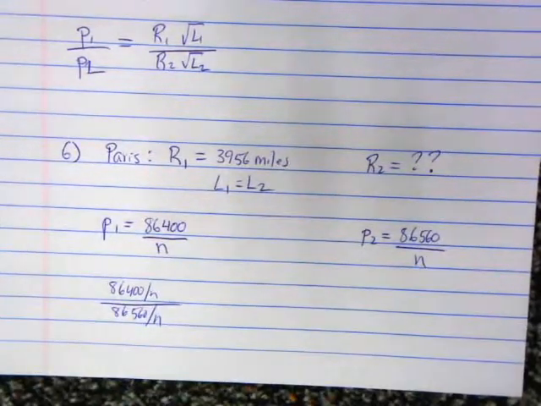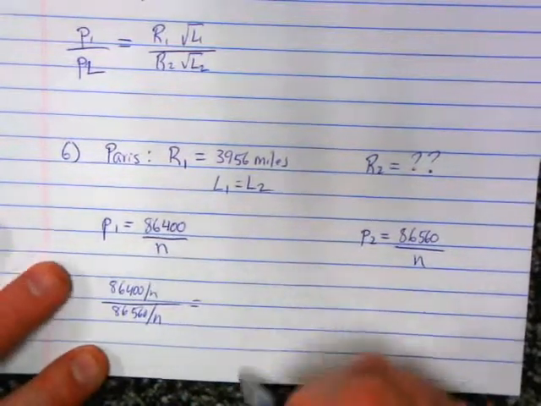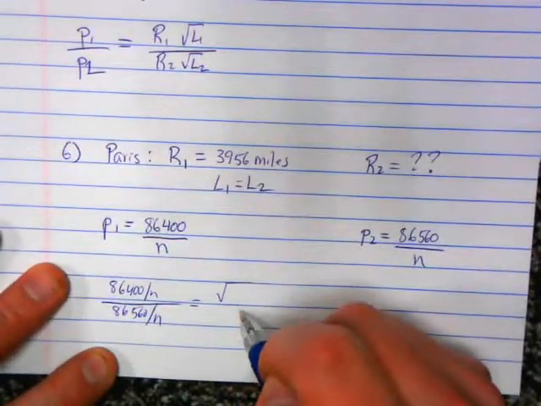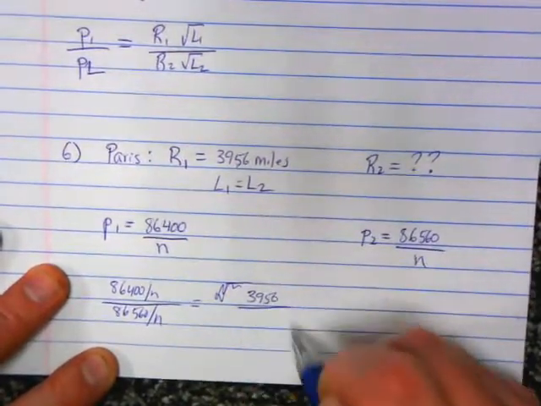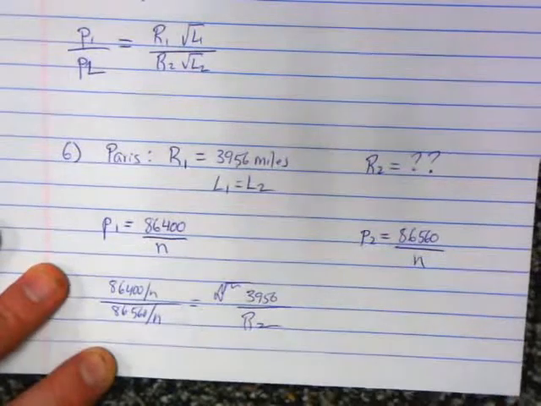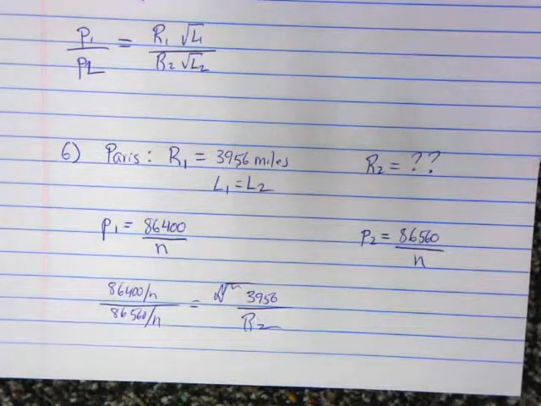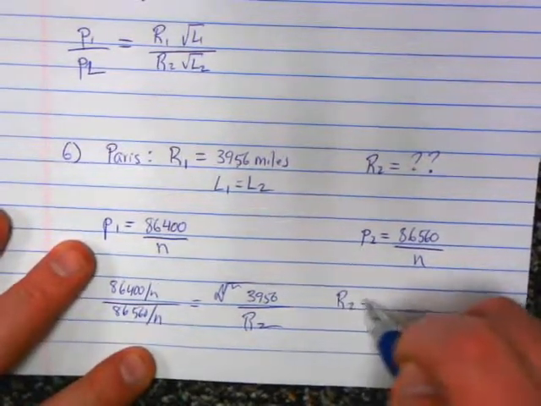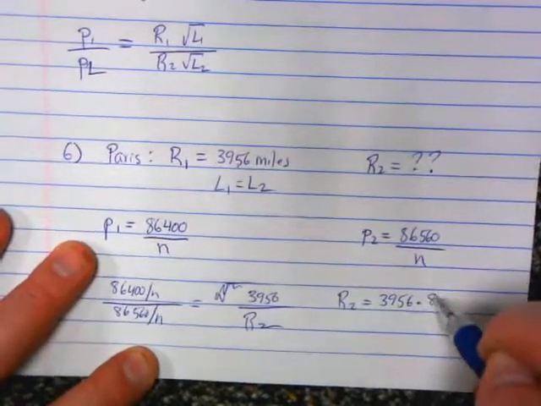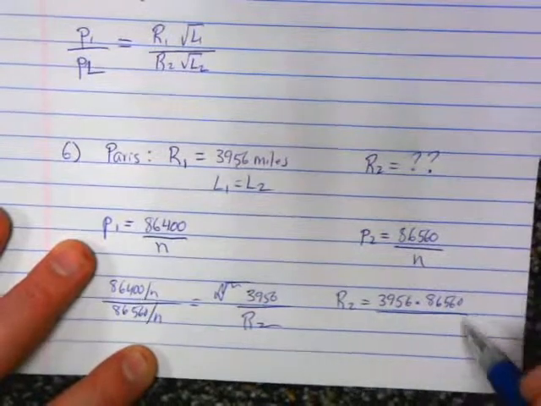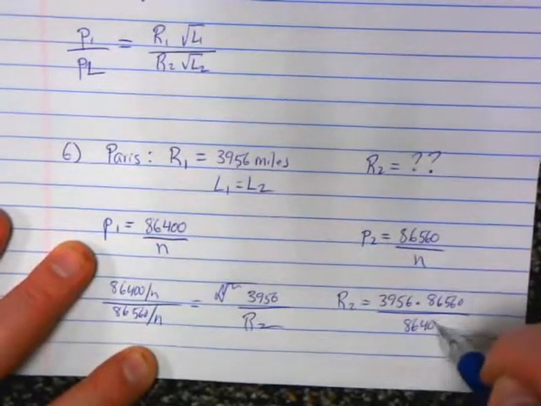How come that divide by n doesn't matter? They drop out. Equals square root. No, R doesn't have a square root on it, L does. R is just 3956 divided by R2. And we just solve for R2. So we cross multiply. We're going to have R2 is 3956 times 86,560 divided by 86,400.